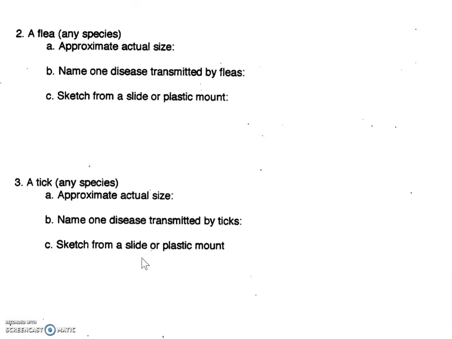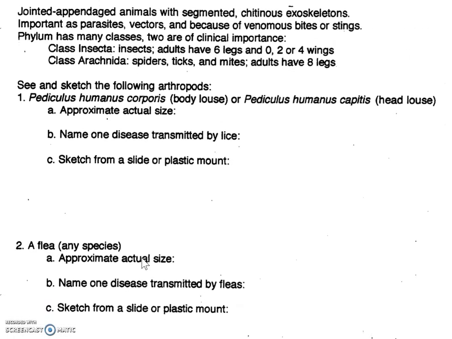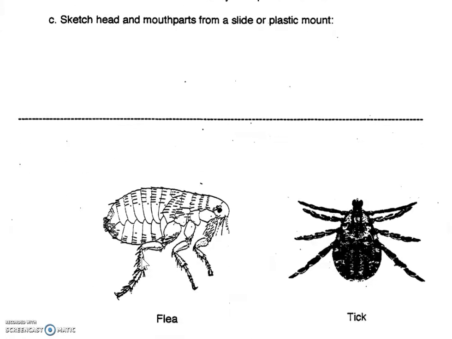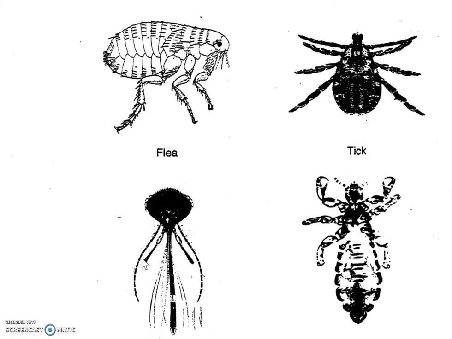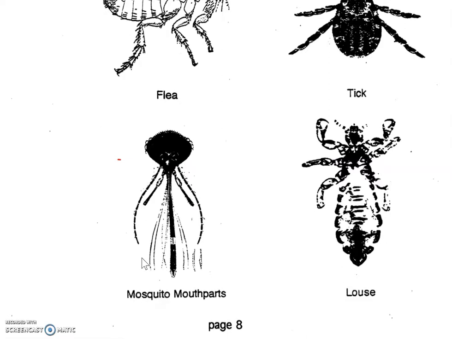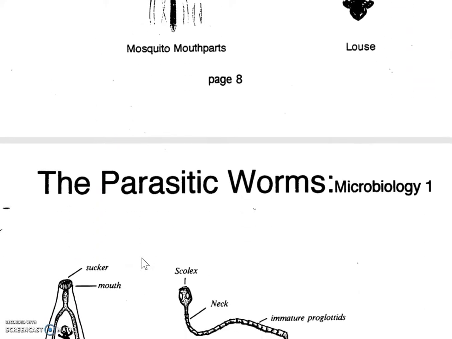So try your best to do the sketches. If you really can't get yourself to draw them yourself, then you can just use these samples that are given down here. Make sure that you can distinguish flea, tick, louse, mosquito mouth parts, the long sucker.